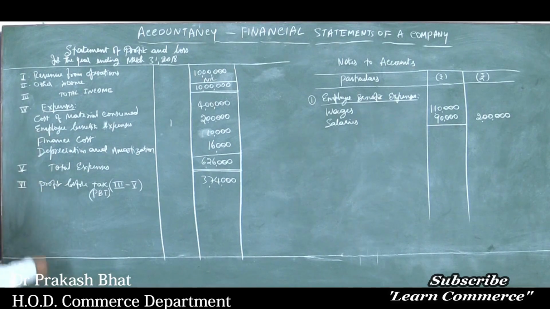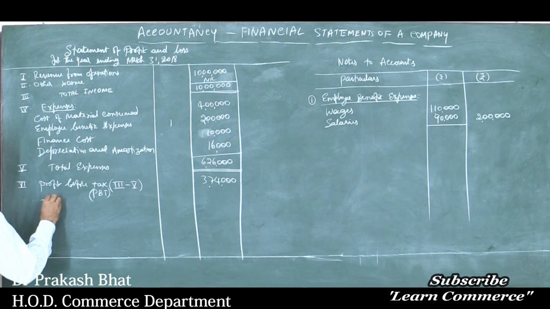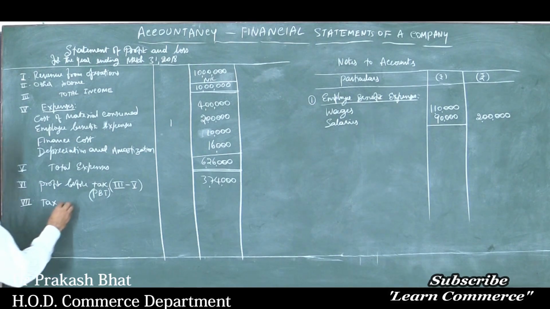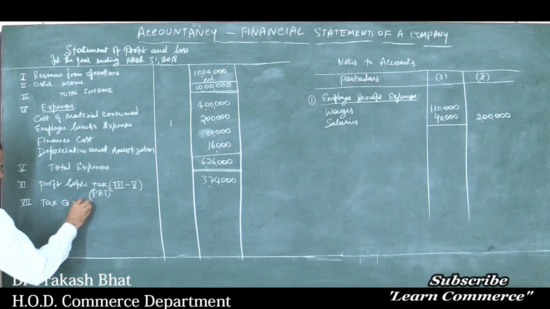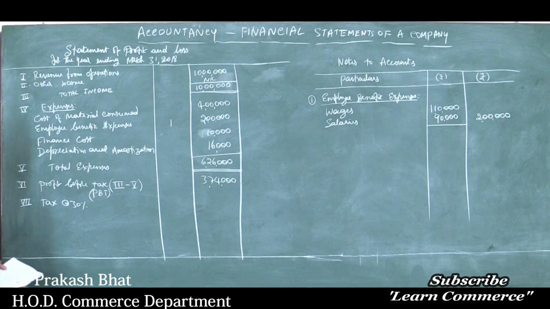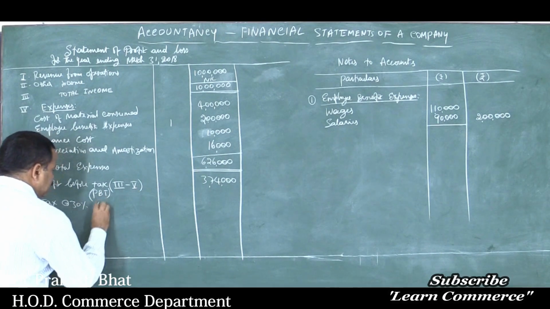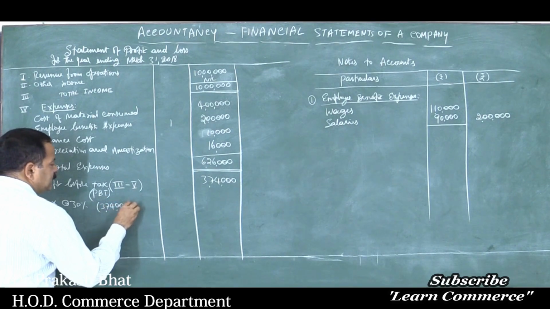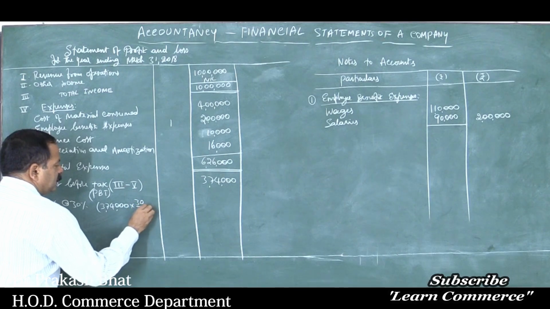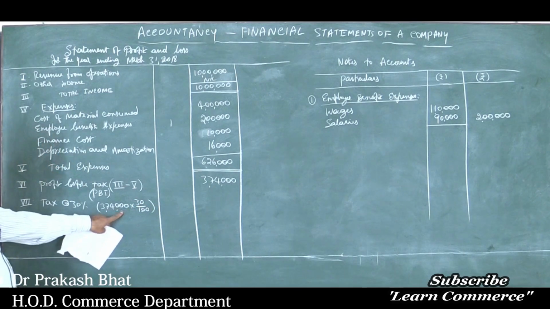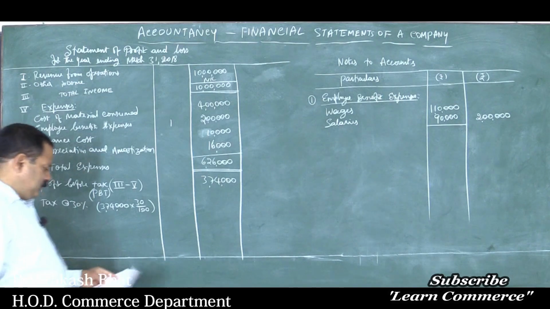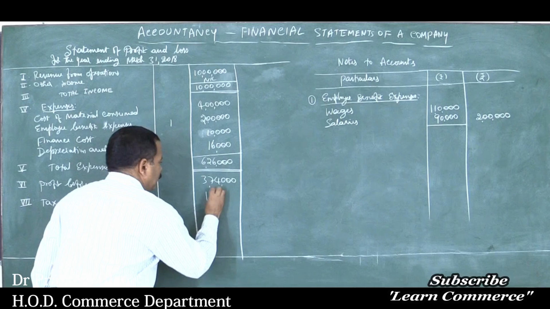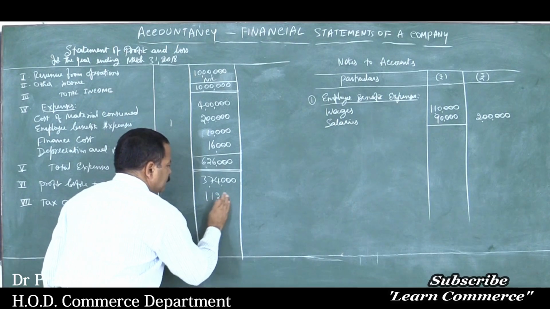Then less tax, that is 7, at the rate of 30%. That is 3,74,000. Let me write here, 374 into 30%. No need to write like this in the examination, within brackets. Straight away write the amount, 1,12,200.